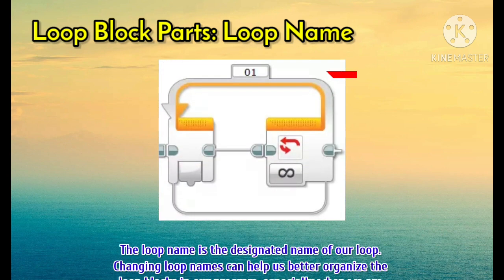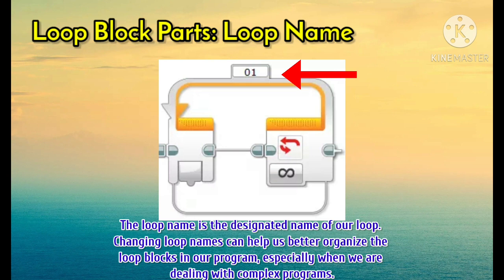The last part of our loop block is pretty self-explanatory. The loop name is a designated name of our loop. Changing loop names can help us better organize the loop blocks in our program, especially when we are dealing with complex programs.